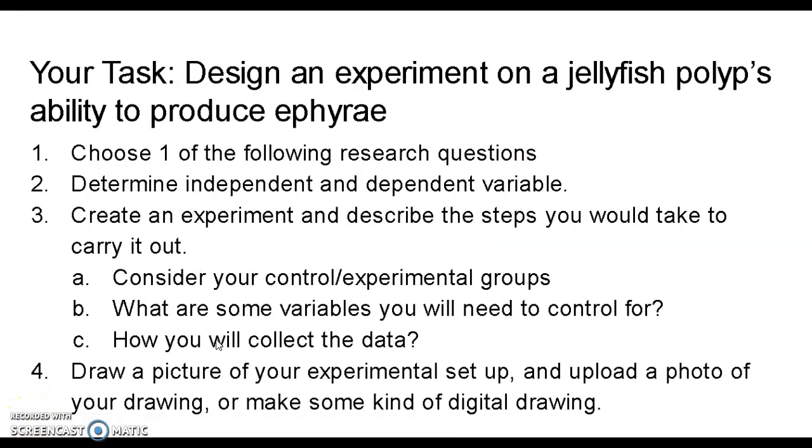Your task is to design an experiment on a jellyfish polyp's ability to produce ephyrae. You're going to choose one of the following research questions. Then determine the independent and dependent variables. You're going to create an experiment and describe the steps you would take to carry it out. Consider your control and experimental groups. Think about what are some of the variables you need to control for, or the variables that you need to keep constant. You need to think about how you will collect the data. And then you're going to draw a picture of your experimental setup and upload a photo of your drawing or make some kind of digital drawing.